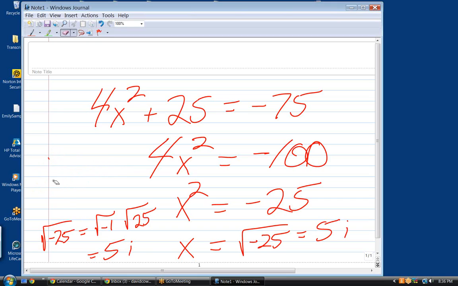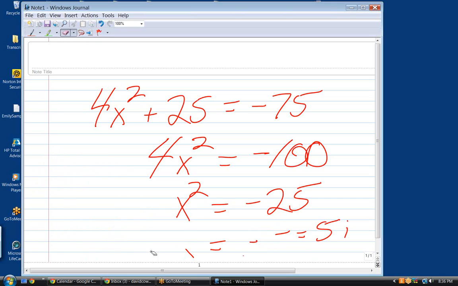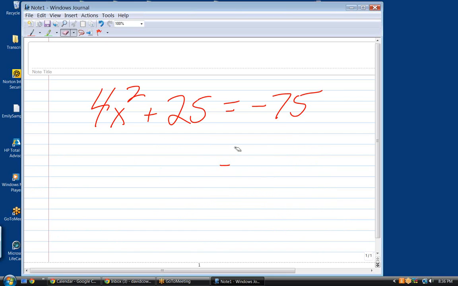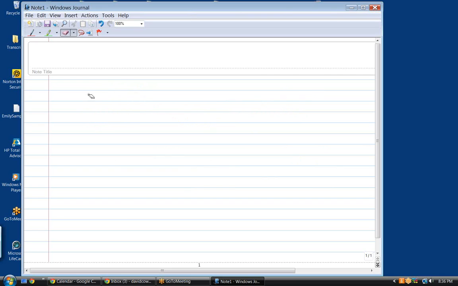But in my case, since I haven't learned about imaginary numbers, would it just be no answer? I suppose. Yeah. Okay. No answer. That's why I was surprised to see it. Okay. What else? This one is 19 equals 30 minus 5x squared.